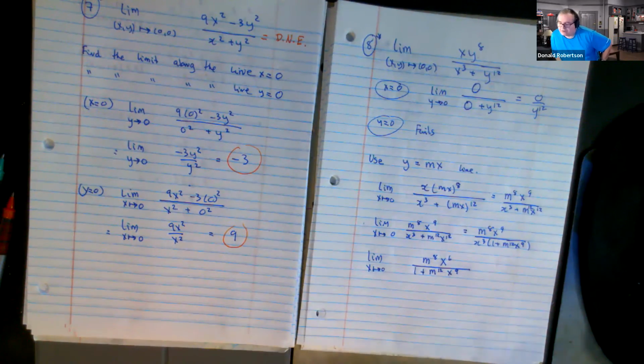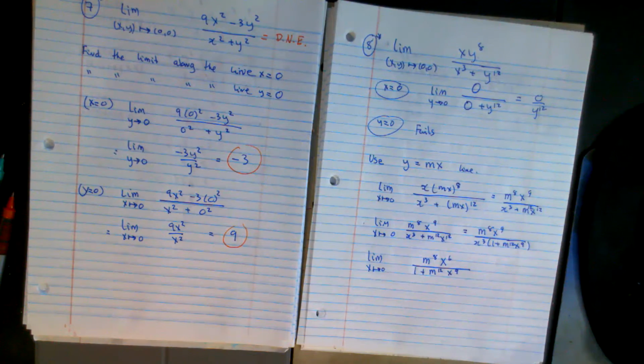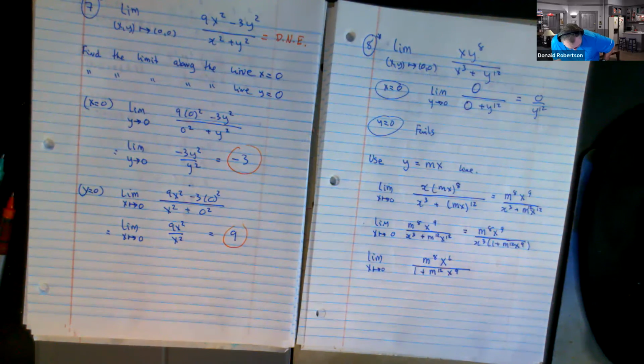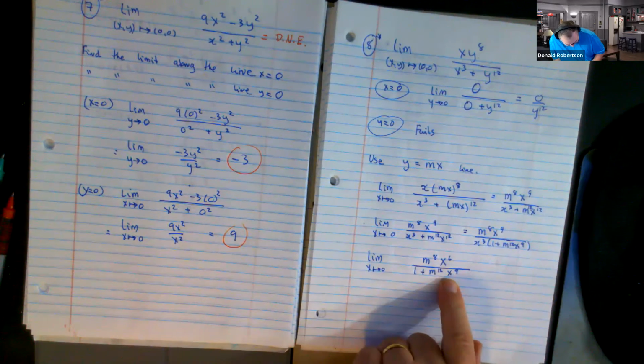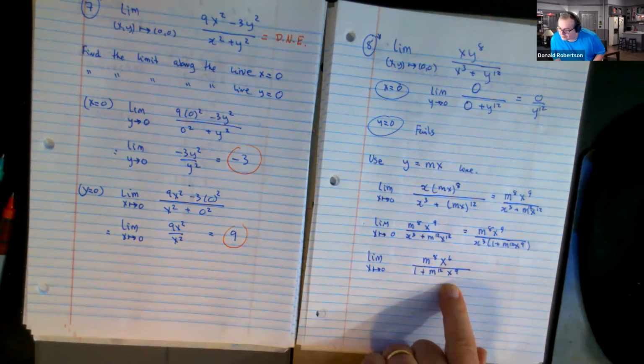So far, so good. Think of m to the 8 and m to the 12 as just constants. Now, what's this thing going to look like when x goes to 0 on you? 1 over 0. 0 over 1. Well, I've had two answers. Would you agree that if you plug in 0, you get 0 over 1? Would you agree you can just plug in 0?